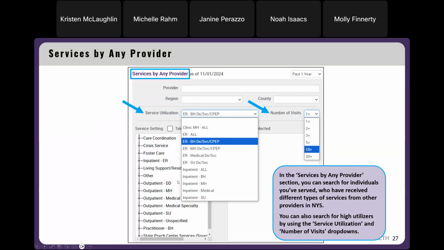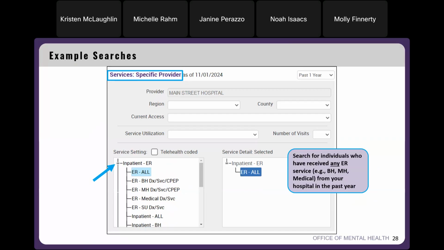But let's do a couple example searches. So the first one I want to make sure that people are aware of is, how can I identify the population of my concern? So if I'm working in the emergency department, maybe the first thing that I want to do in a recipient search is identify, okay, in the past year, how many people were served at Main Street Hospital in my emergency room for any cause? So that's what this search is showing me right here.